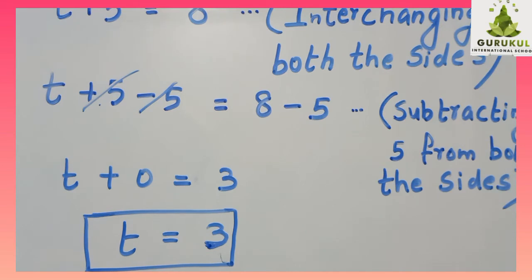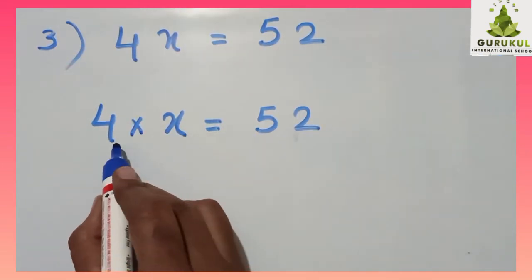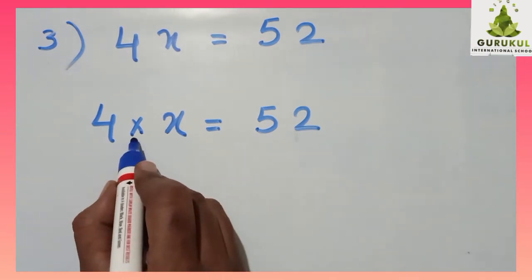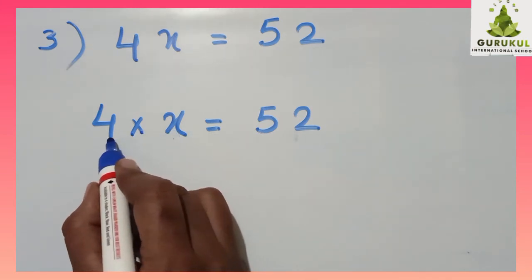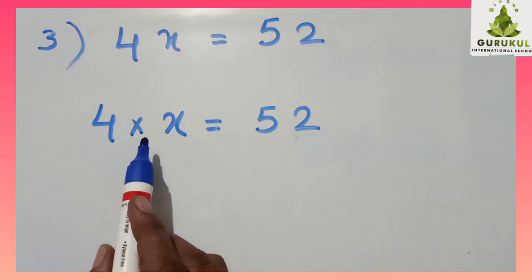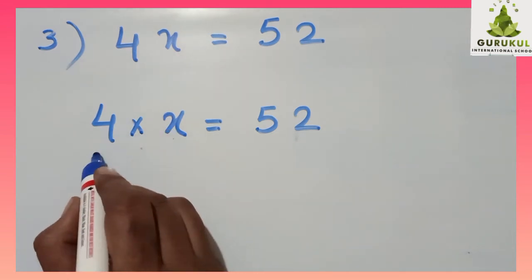Now question number three. Next is 4x equals 52. So that means 4 into x is equals to 52. Now I don't want this 4 with x. So x, it is not in plus, it is not in subtraction. What is the operation here? You see, it is in multiplication. So what operation should I do? Division. The opposite of multiplication is division.